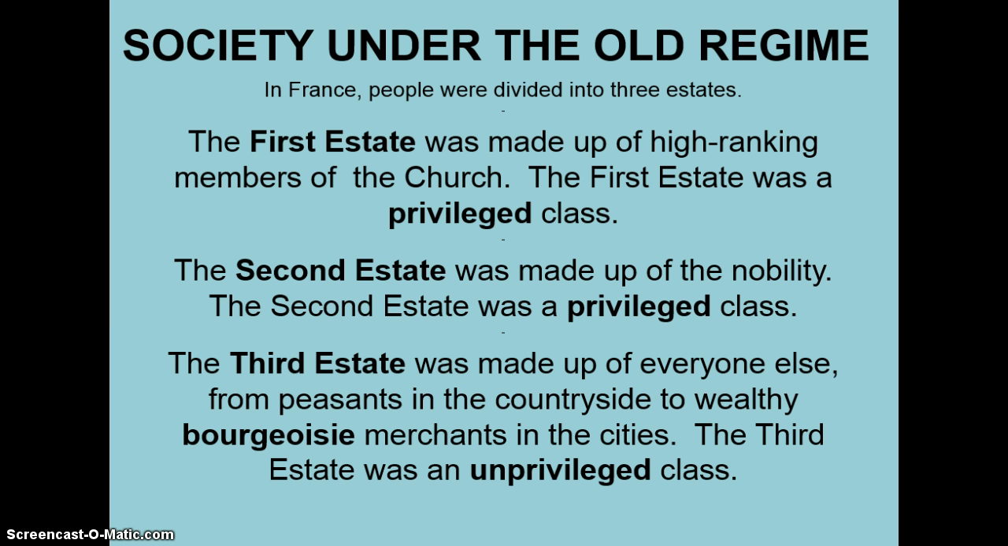So what we see is quite a clear division within French society at the time, with the first two estates, that of the church and of the nobility, having all of the privileges, and the Third Estate having all of the burdens within the country.